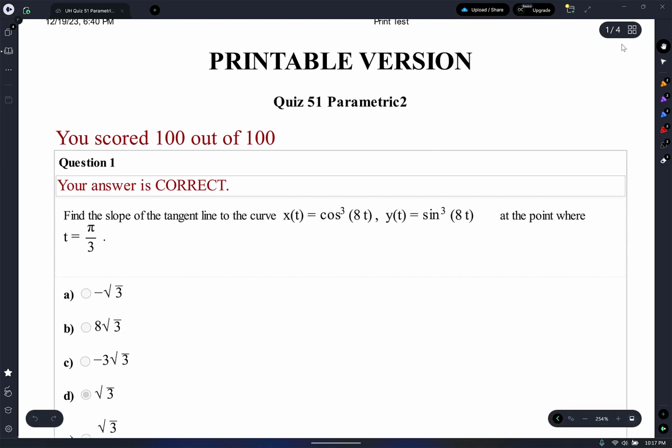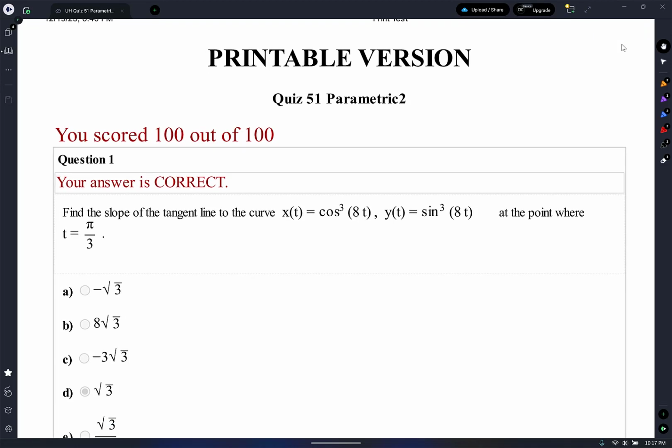Alright guys, here we go. We're going to work on Parametrics 2, quiz 51 here.